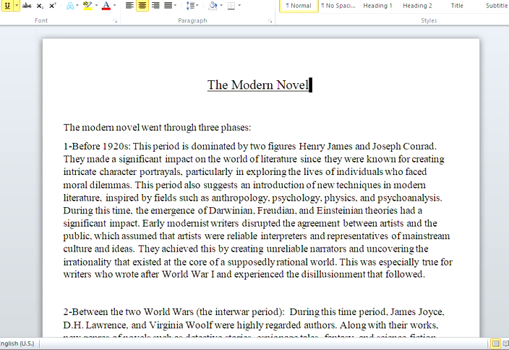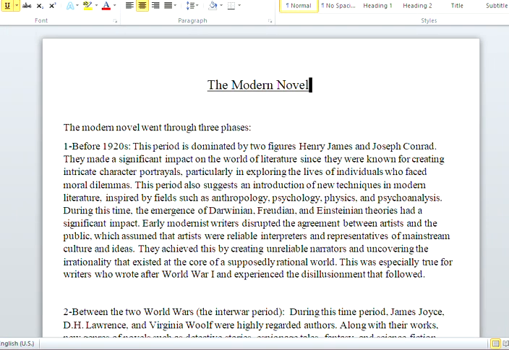Also, early modernist writers began to disrupt the traditional relationship between the artist and the public. So during this time, early modernist writers disrupted the agreement between artists and the public, which assumed that artists were reliable interpreters and representative of mainstream culture and ideas, which means that previously there was an implicit agreement that artists were reliable representatives of mainstream culture and ideas.